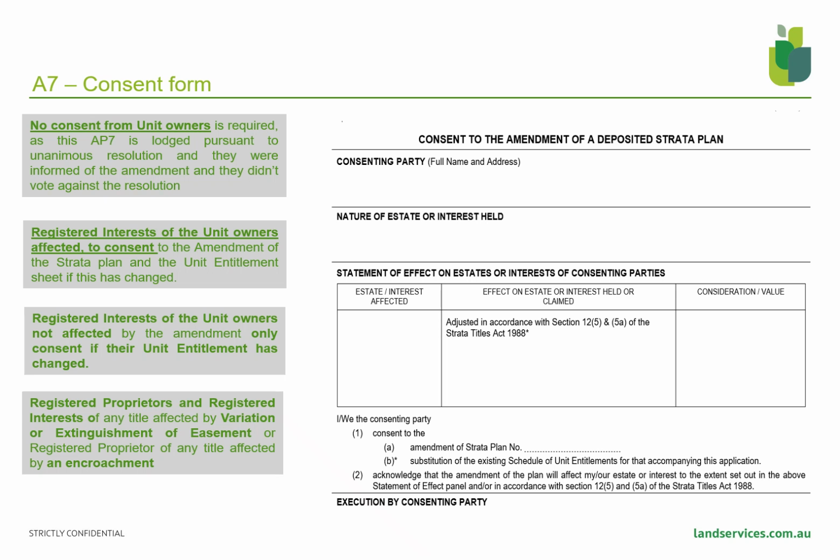The other unit owners who are not affected by the amendment to the strata plan but have their unit entitlements changing due to this amendment do not need to consent as they were at the meeting and are aware of the changes to the new unit entitlements. Their registered interests will still need to consent as they were not present at the meeting. Also, the consent is required from the registered proprietor of any title affected by the variation or extinguishment of an easement.